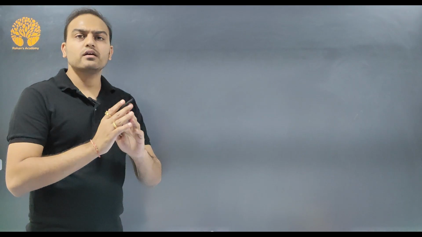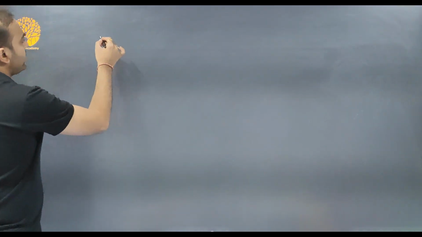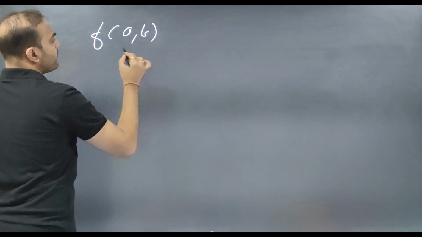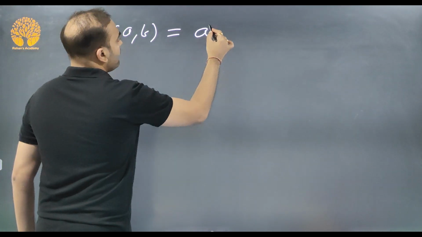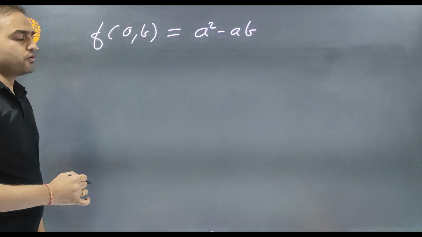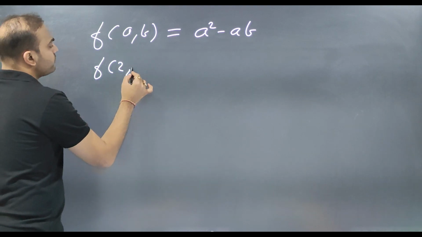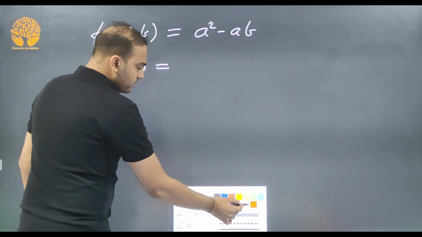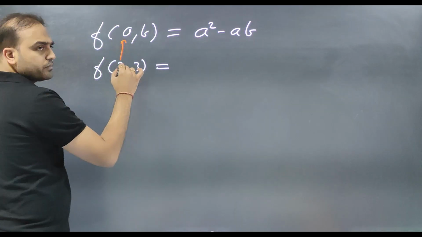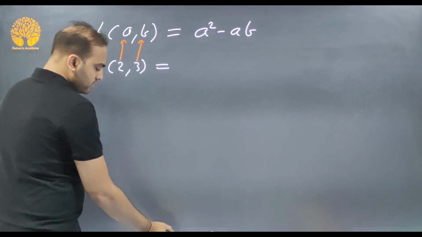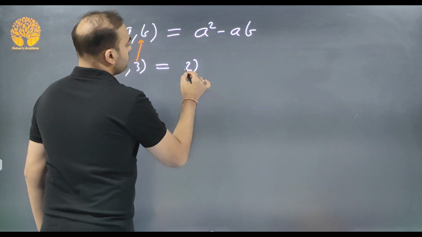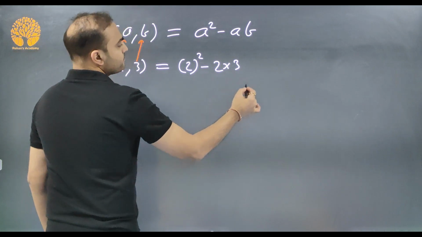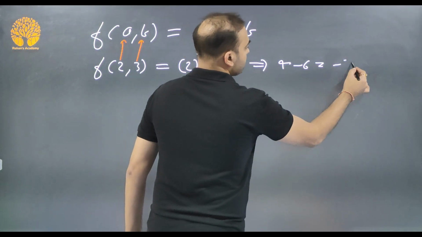So these were single variable but separate functions. But what if we have 2 variable functions? Again the method won't change. Say for example, if it is told that f of a comma b is a square minus ab, and we have to find f of 2 comma 3. That will be simply substitution. 2 will become a, 3 will become b. So that will become 2 square minus 2 into 3. 4 minus 6 is minus 2.